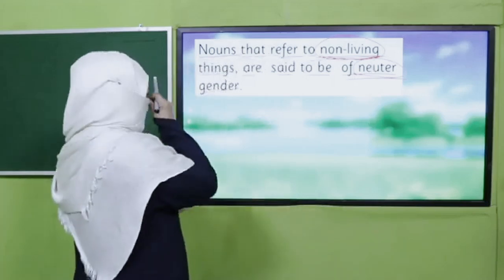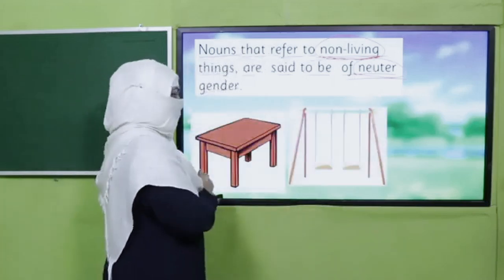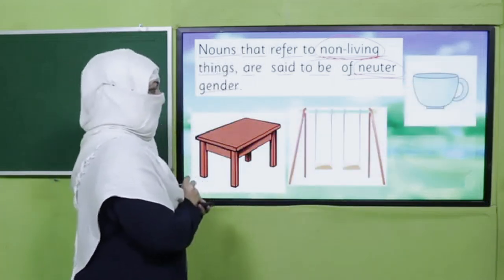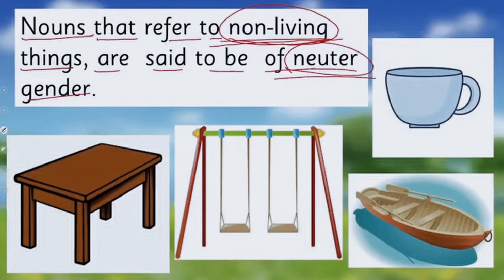Its examples are table, swing, cup, boat, and many more. All the non-living things around you are of neuter gender. They don't have masculine or feminine gender. Are you clear with the concept?